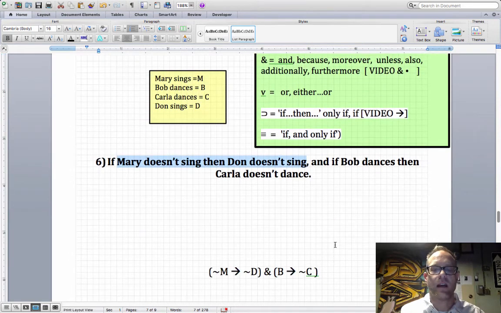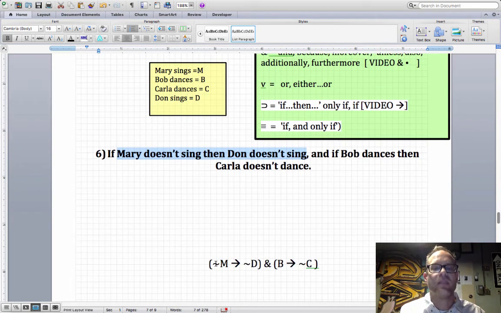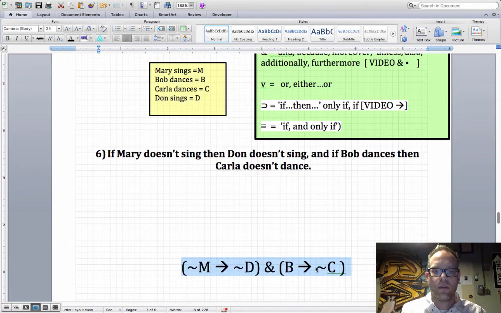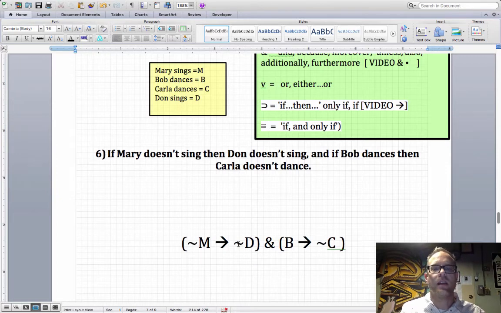All right, let's see what we've got here. Good. If Mary doesn't sing, then Dawn doesn't sing. Well, that's all this first part says here. If Mary doesn't sing, then Dawn doesn't sing. And if Bob dances, B, then Carla doesn't dance, not C. So B implies not C.